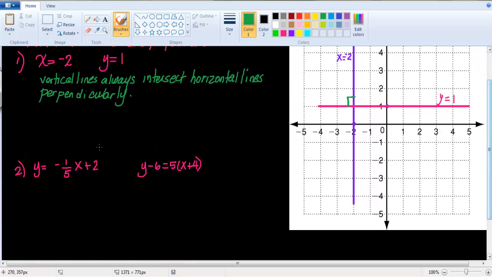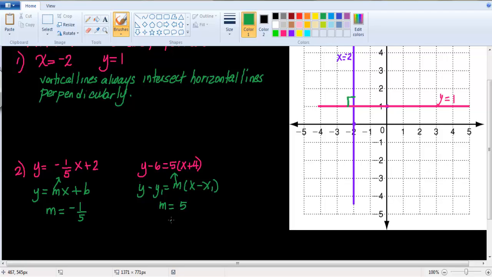Here are two more equations. And I'm asking you, are these two lines perpendicular to each other? Well, let's check their slopes. The slope for this one, this is in slope-intercept form. Here's slope-intercept form, mx plus b. And I can easily see that the slope for this equation is -1/5. And this equation is written in point slope form, in this form. So I can easily see that the slope is 5 for this line.